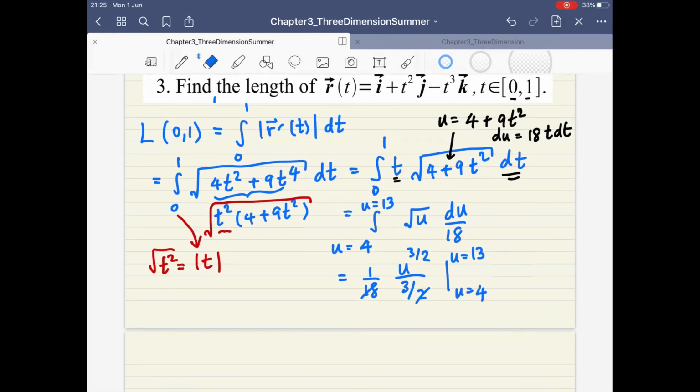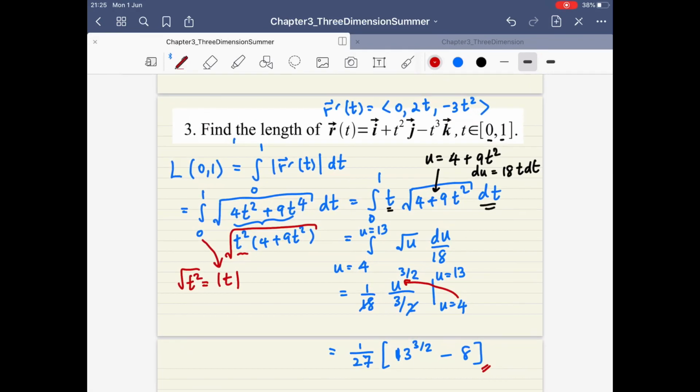So you get 1 over 27, and then 13 raised to the power 3 over 2 minus 8. Okay, because 4 raised to the power 3 over 2 becomes 8. Okay, so this is the length of this curve from 0 to 1.